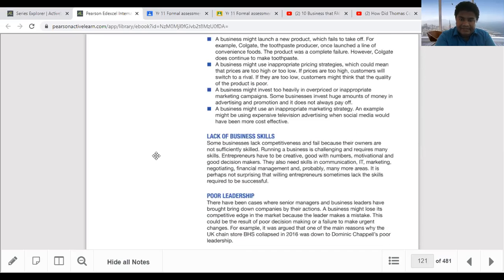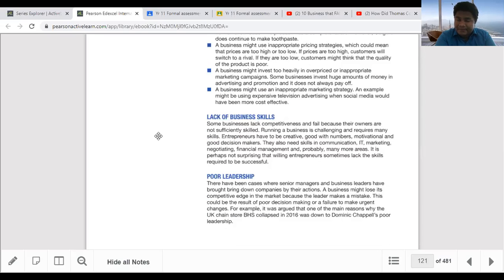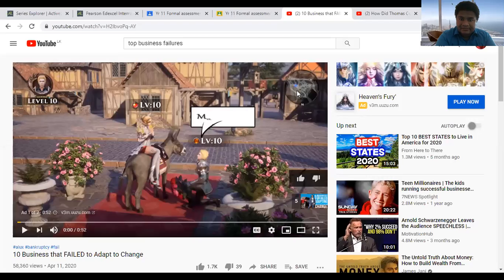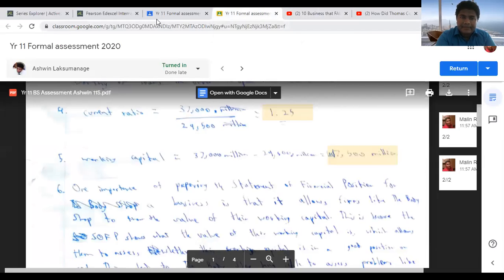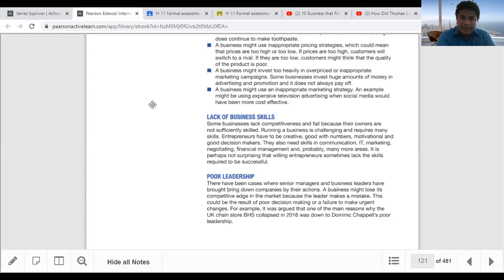And lack of business skills is another thing. Poor leadership is another thing. Sometimes you don't have the proper skills to run an organization, and then that will be a problem for you. So you can see that the organization will be affected really fast. As a result of that, this organization is going to fail one day. So lack of business skills is one reason that a business is going to fail.